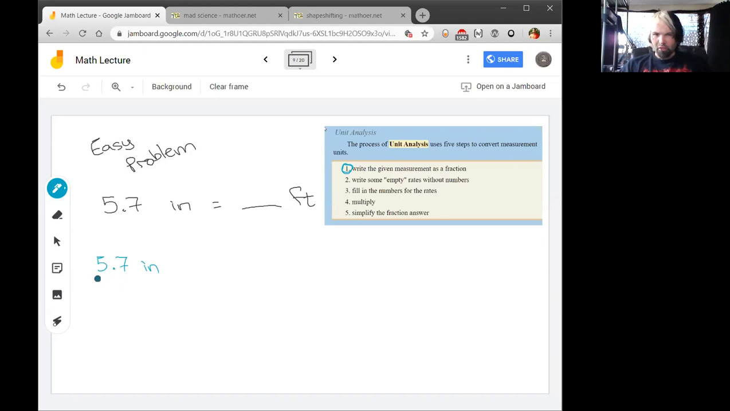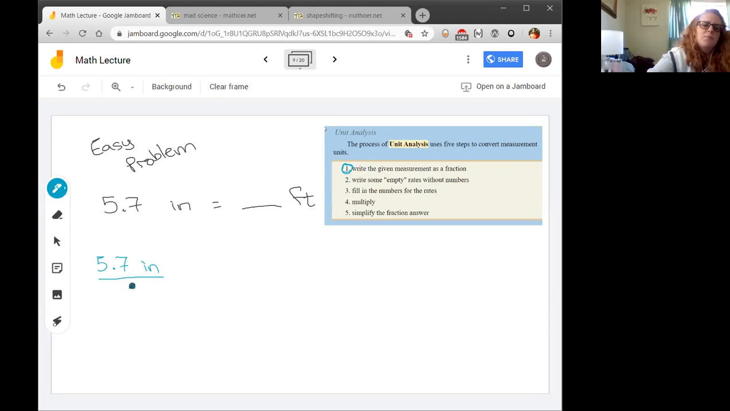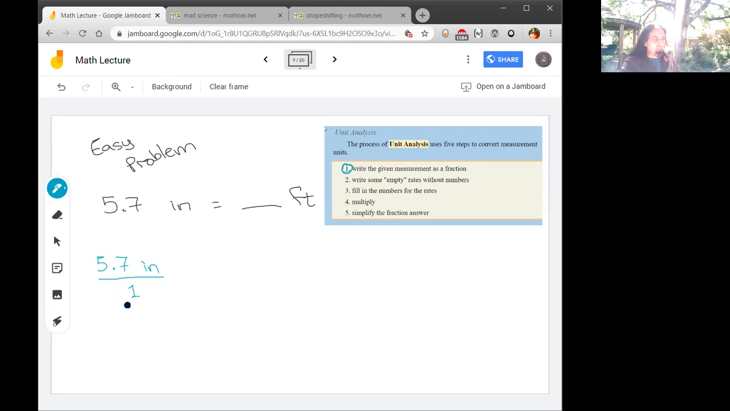Put it over itself, right? No, that would make it equal to 1. You're very close. Put it over 1. Yeah. Some measurements already are fractions. If it was like 30 miles an hour, then there's the 30 miles on the top and the 1 hour on the bottom. But if it's not already a fraction, then I put it over 1.